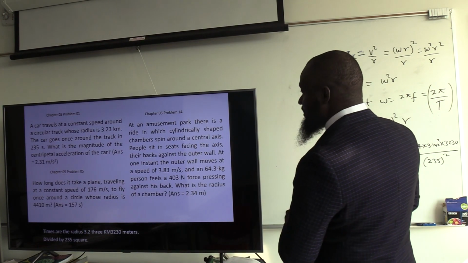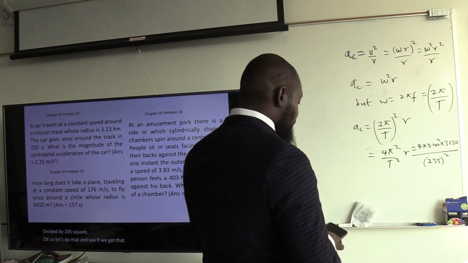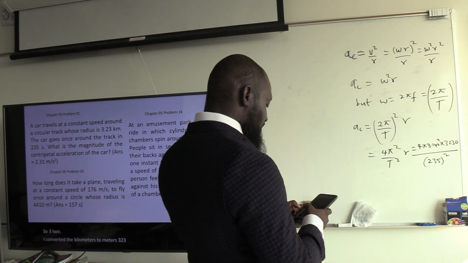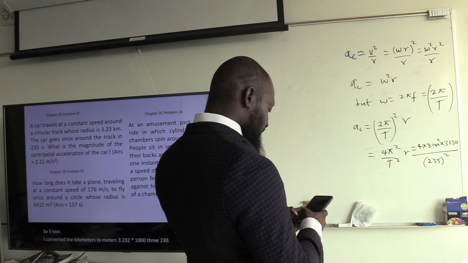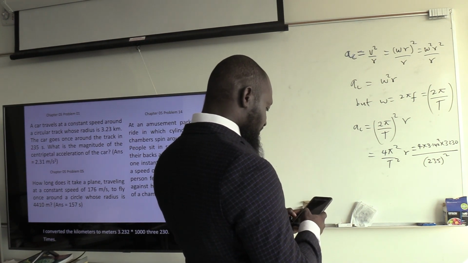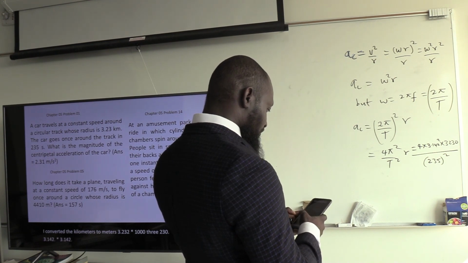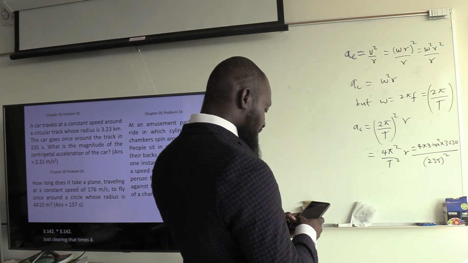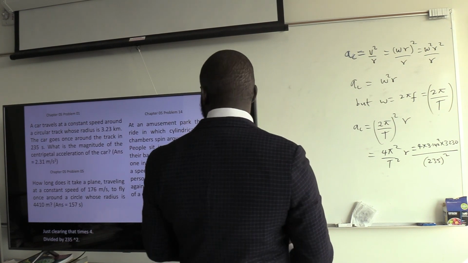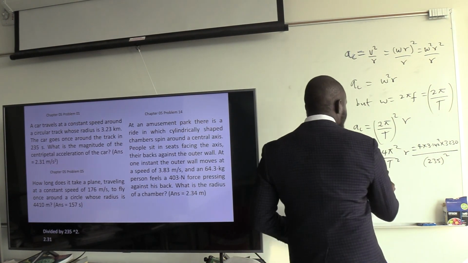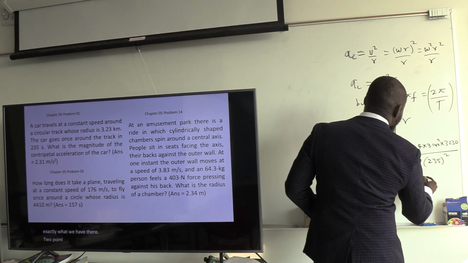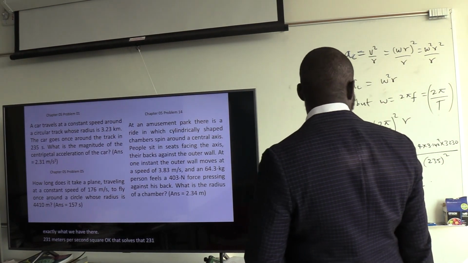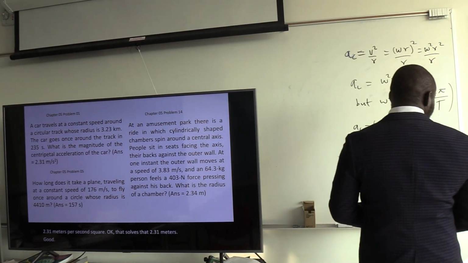Let's do that and see if we get the answer they have there. I converted the kilometers to meters, 3230 times 3.142 times 3.142, just squaring that, times 4, divided by 235 squared. 2.31, exactly what we have there. 2.31 meters per second squared. That solves that. Good.